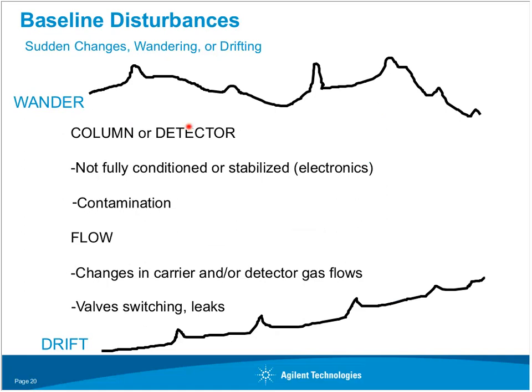It can be caused by the column or detector. It could be caused by not fully conditioned or stabilized electronics. So if you put a new detector cell in, or if you do a lot of maintenance on your FID and the instrument hasn't settled down, you can get this kind of wandering baseline. The other thing that can cause it is flow, changes in the carrier gas or detector flows, and it can also be caused by valve switching or leaks.